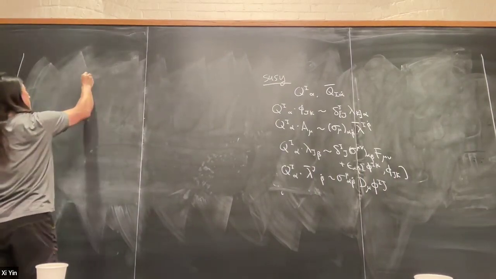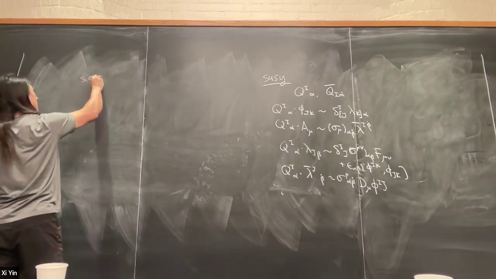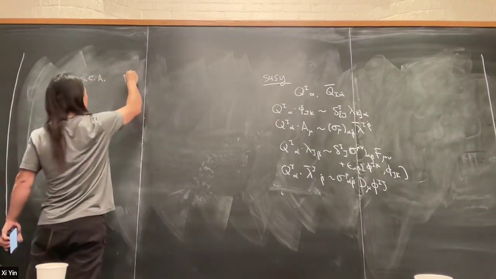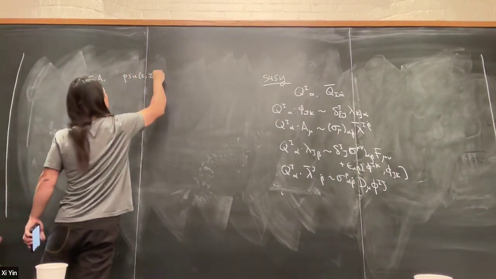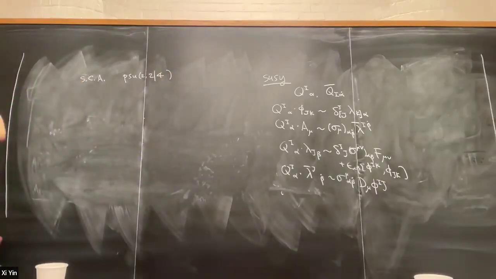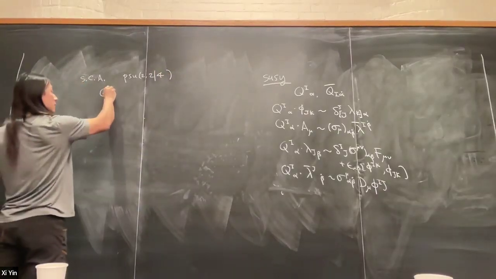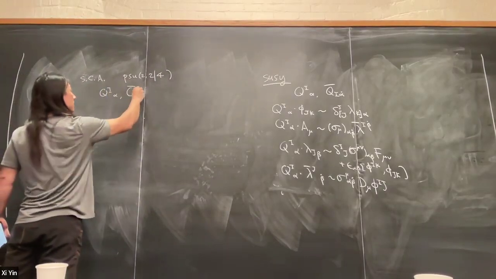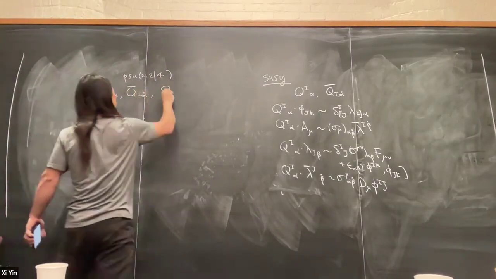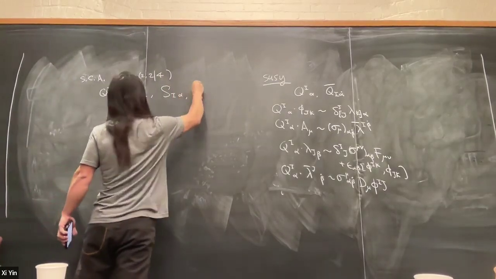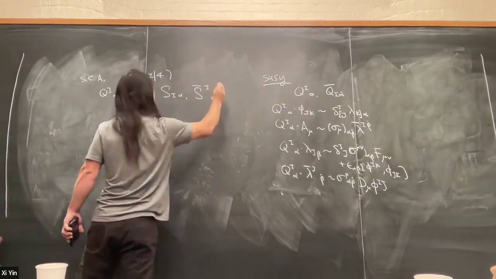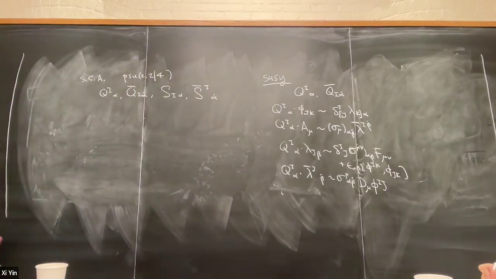So the superconformal algebra, which is also known as PSU(2,2|4), is generated by, so we got these Q's. And then we're gonna have the S's, which kind of has the opposite chirality. And the non-trivial part of the algebra looks like the following.